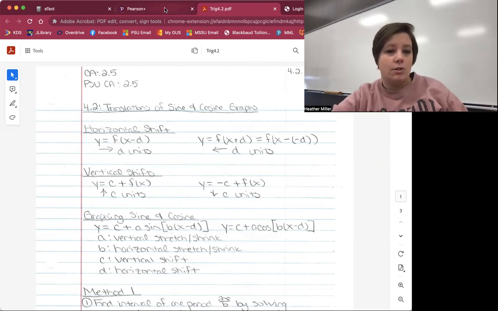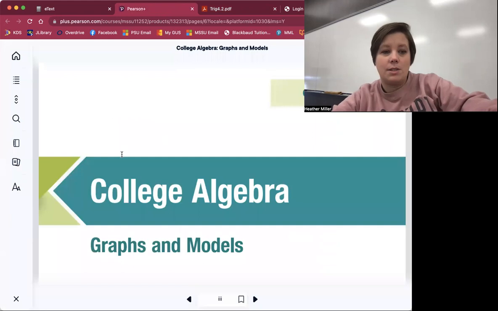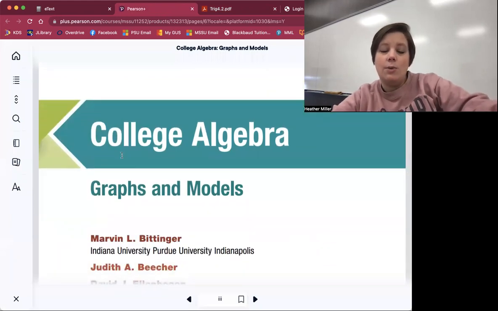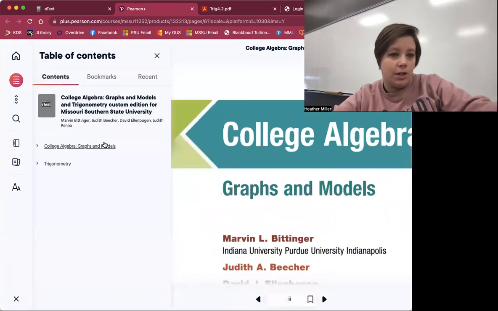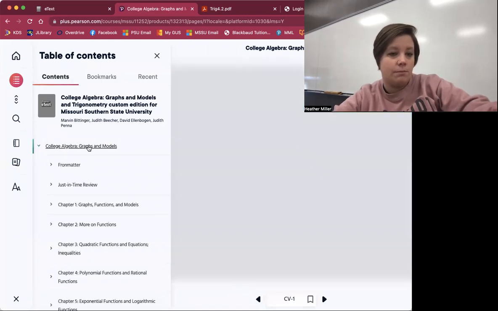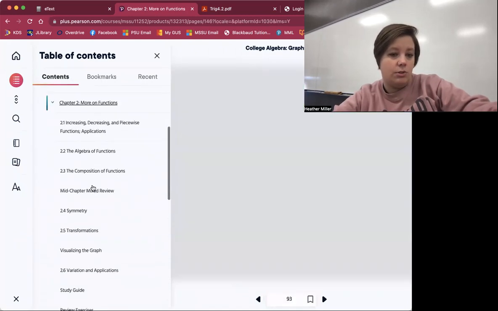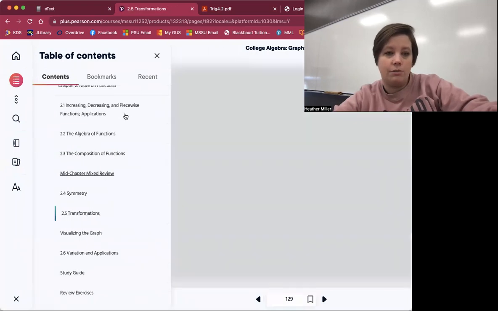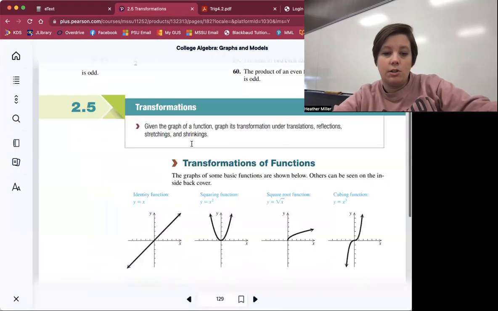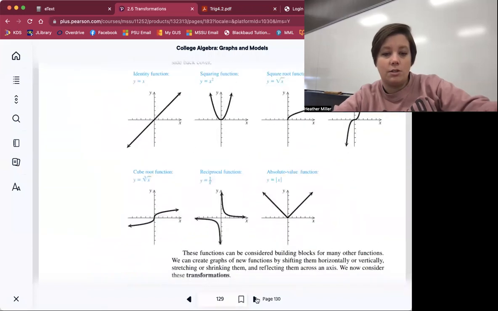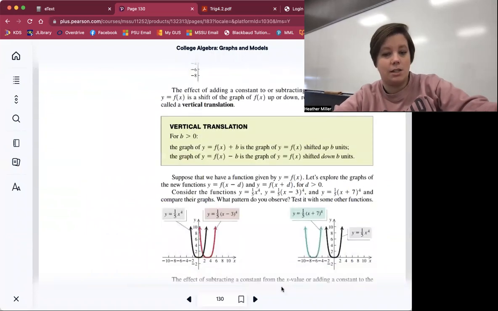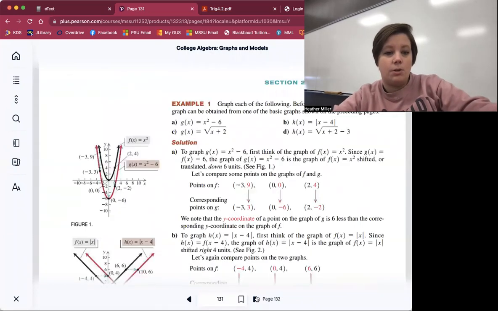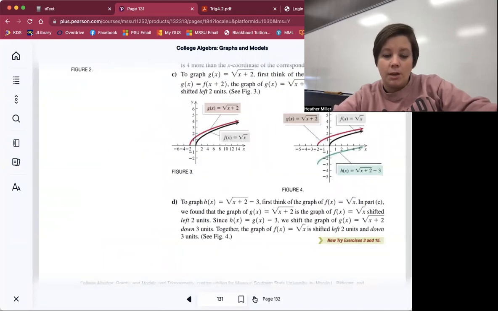I also wanted you to note that in Pearson, in the My Math Lab site, when you open up your e-textbook, you actually have access to the same college algebra textbook that we use in college algebra. And if you go over to the table of contents and click on college algebra, you can click down on chapter 2 and go to 2.5. And you can look through all the different translations of functions information. Like there's a vertical translation, we're going to talk about that today. And then there are horizontal translations, and we talk about that.